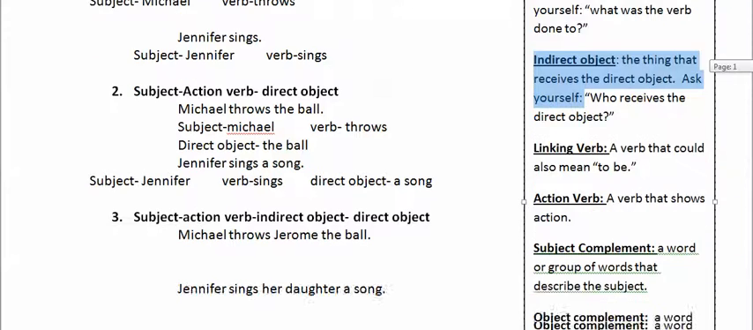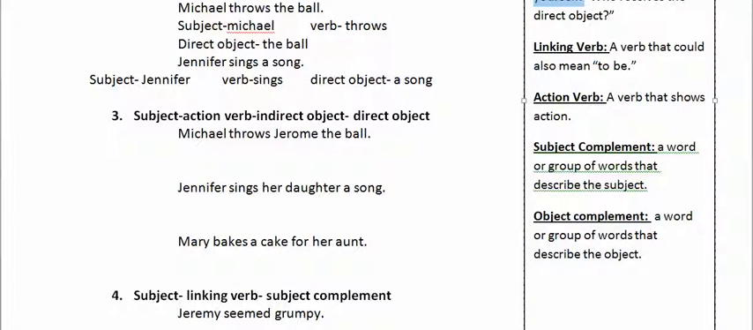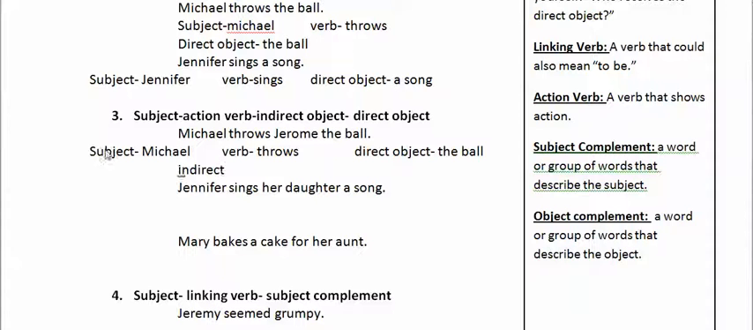In this sentence, Michael throws Jerome the ball. Who is receiving the direct object? We know that the direct object is the ball because the ball is having the action done to it. So Jerome is the indirect object. So subject, Michael. Verb, throws. Direct object, the ball. Indirect object, Jerome.